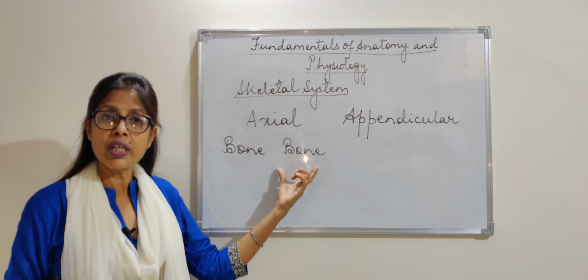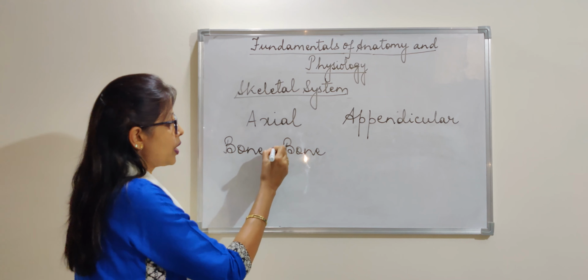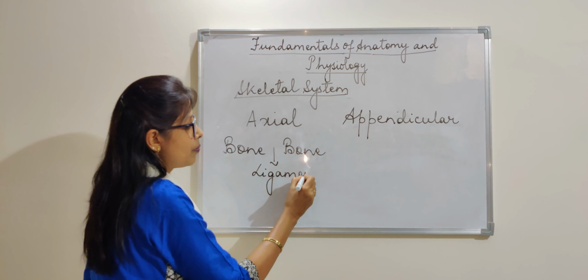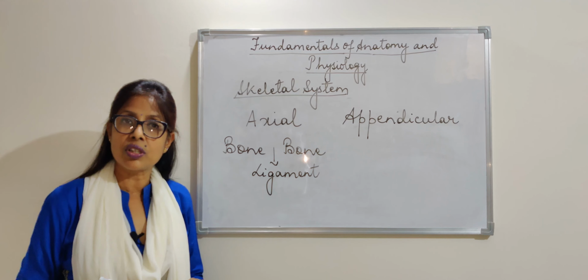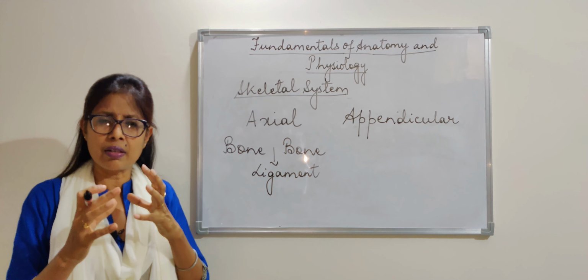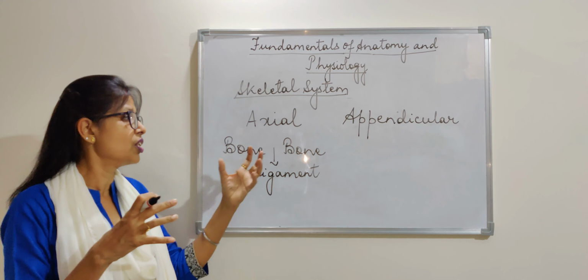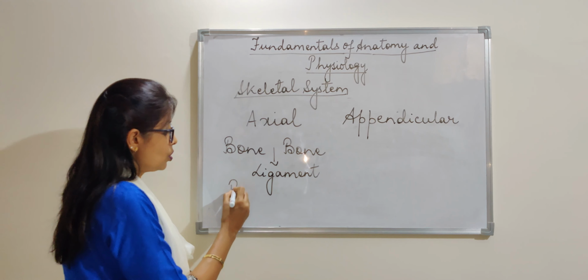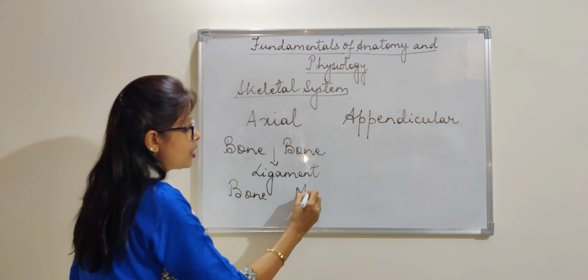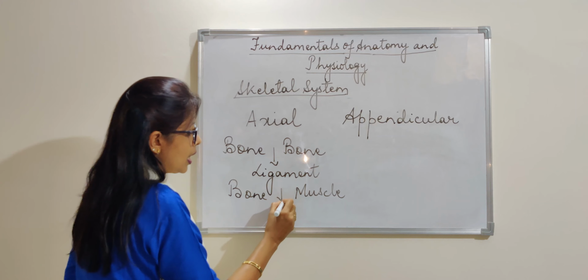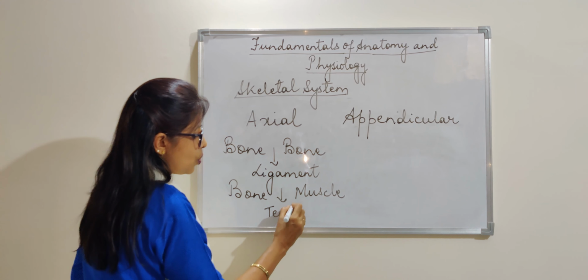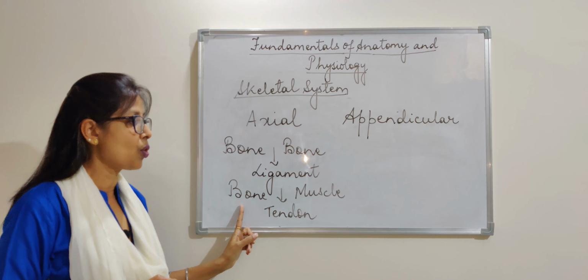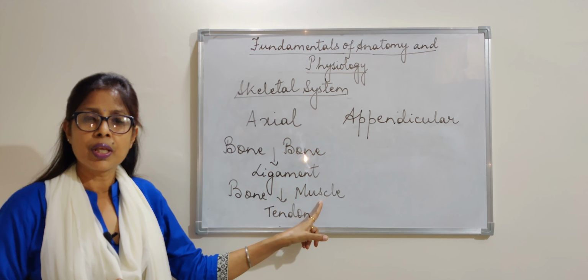When a bone is joining with a bone, it is joined with the help of a tissue called ligament. You might have heard about ligament fracture. When two bones come in contact with each other due to some injury, a ligament fracture can be there. When a bone joins with a muscle, it uses another tissue called tendon. So ligament joins bone to bone and tendon joins bone to muscles.